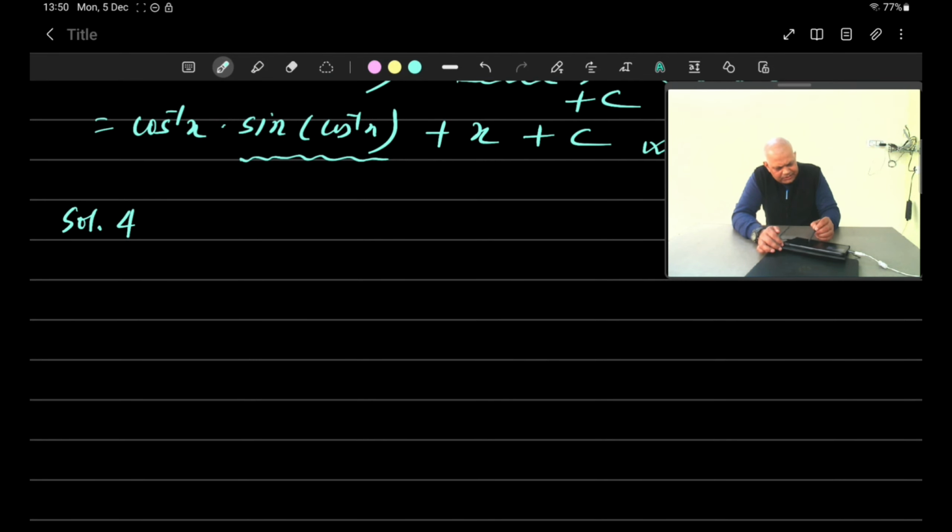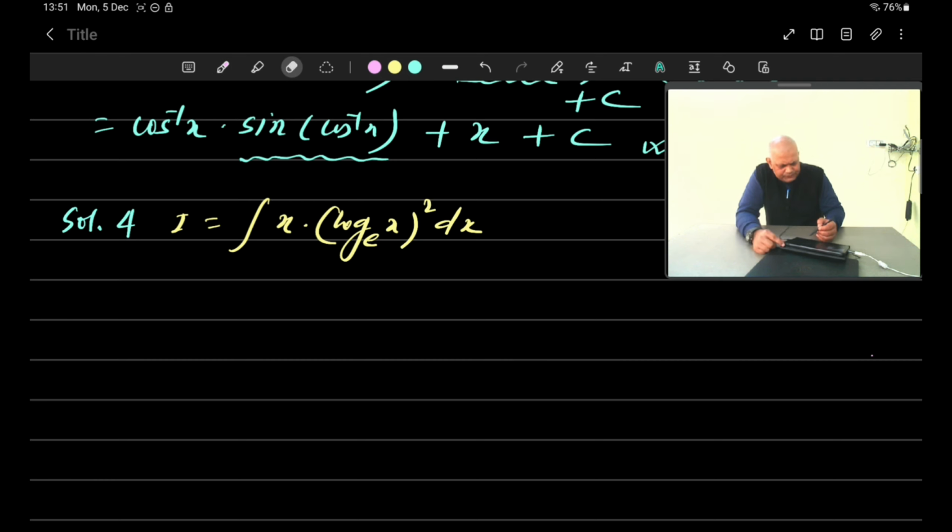The question here is: integral of x times (log x) whole squared times dx. Okay, my dear friends, this is once again a very new question for you, and once again we have to use the ILATE rule here.